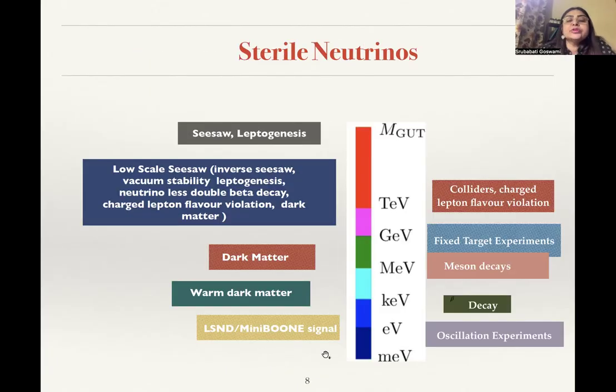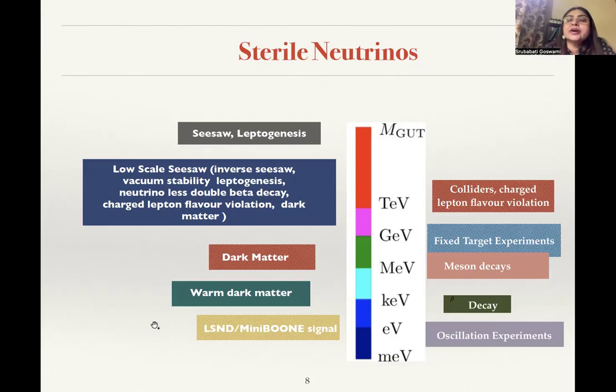And actually, sterile neutrinos appear at all possible mass scales. For instance, experimentally there is some hint towards an eV scale sterile neutrino coming from the LSND and MiniBooNE experiments. And there are also some conjectures of sub-eV sterile neutrinos. Then the keV scale sterile neutrinos are candidates for dark matter. The MeV scale sterile neutrinos can be important for meson decay. One also studies GeV scale sterile neutrinos in the context of fixed target experiments, and then TeV scale sterile neutrinos for colliders. And also the sterile neutrinos occur in grand unified theories, and this gives rise to the seesaw model of neutrino mass generation, leptogenesis. And the TeV scale neutrinos are studied in the context of low scale seesaw, neutrinoless double beta decay, charged lepton flavor violation, etc.